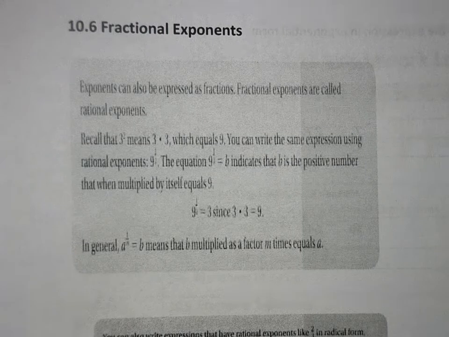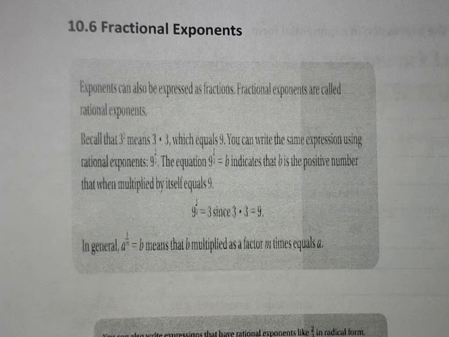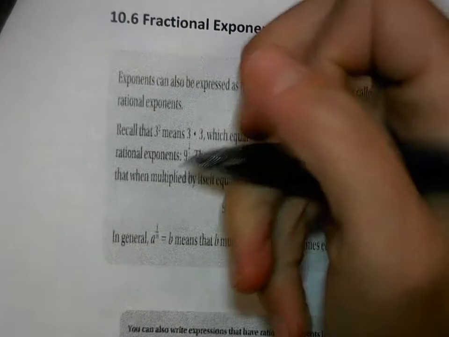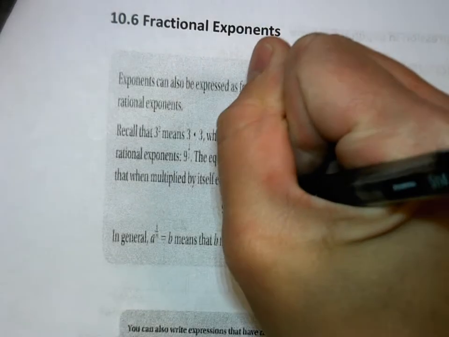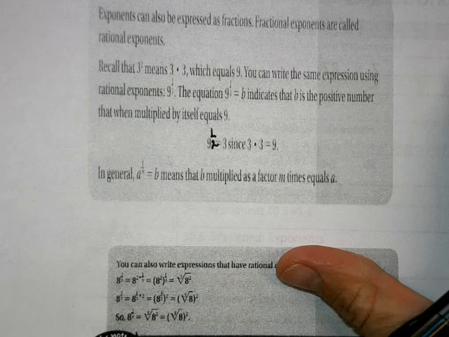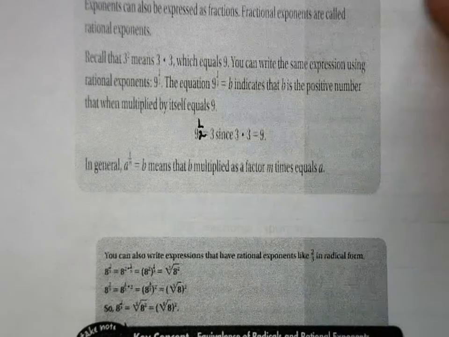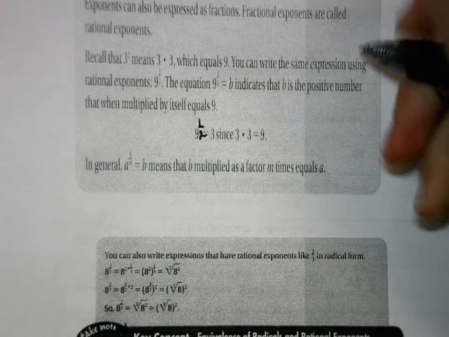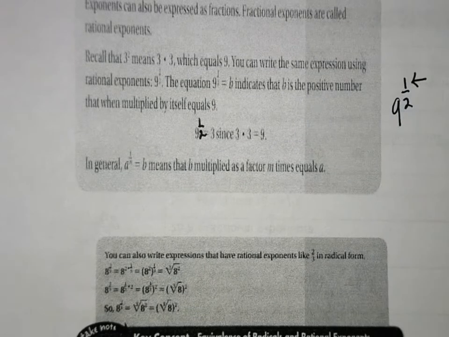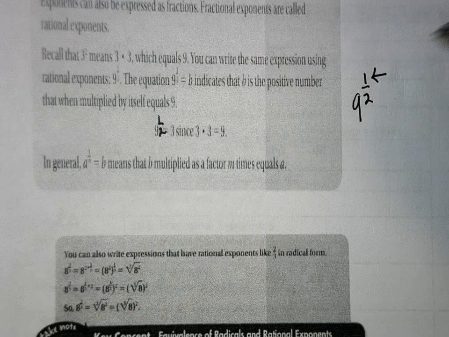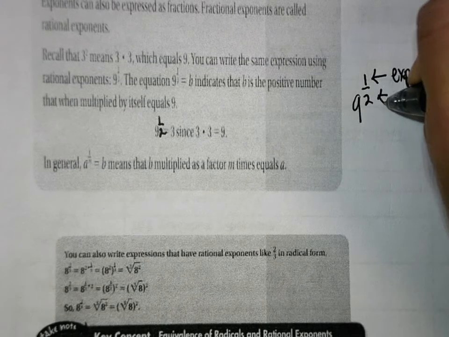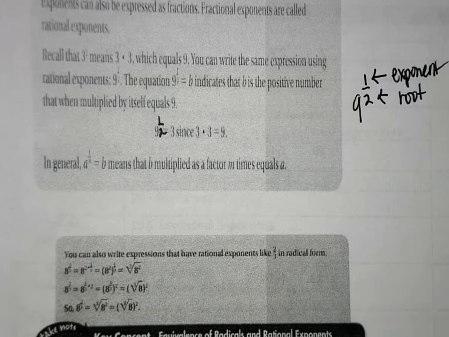Okay, so with fractional exponents, if you notice here, and on your papers it might be hard to see, this is saying 9 to the 1/2. So 9 to the 1/2 is the same thing as writing it in a root. So we're going to do this here to the side. If I have 9 to the 1/2 power, the 1 actually will end up representing your exponent, and the 2 represents your root.